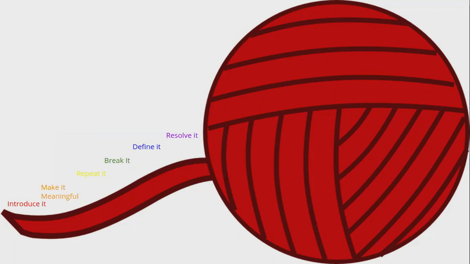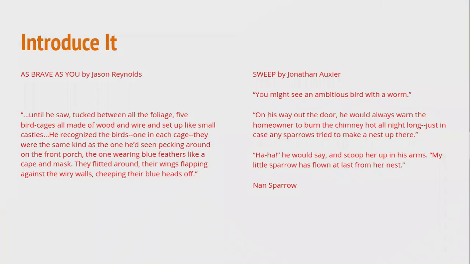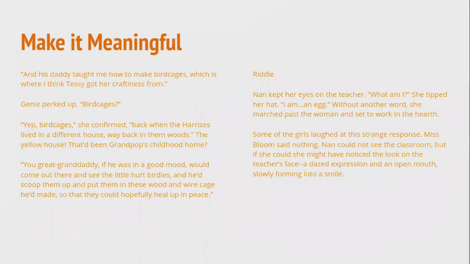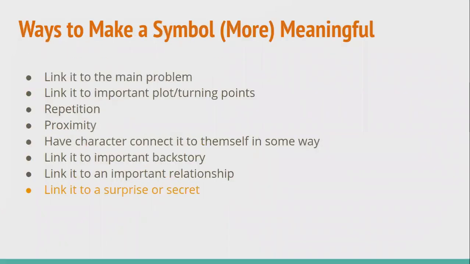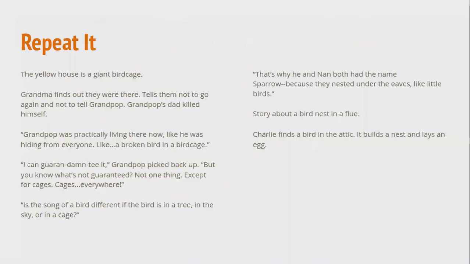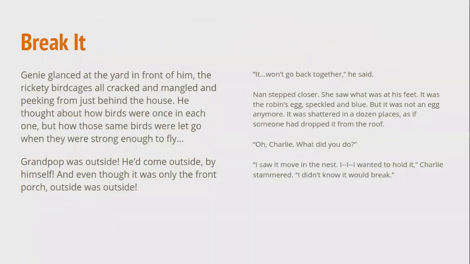So the authors introduce the symbol, they make it meaningful. In those examples of ways they made it meaningful, we get one more way to make a symbol meaningful, which is to link it to a surprise or a secret. Okay, then they repeat the symbol through the book. They break the symbol, okay? And then they define the symbol.